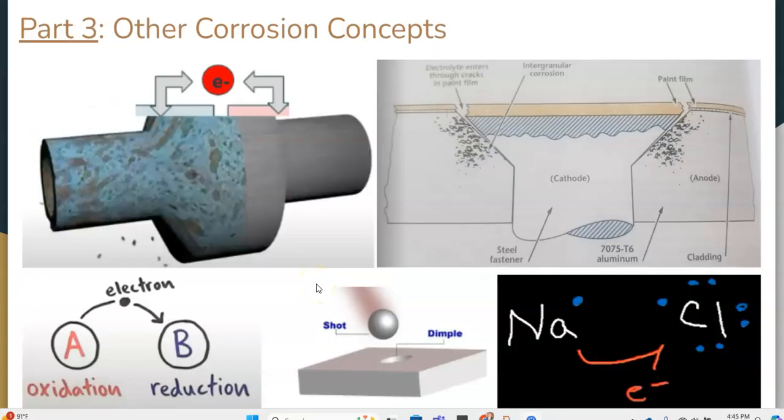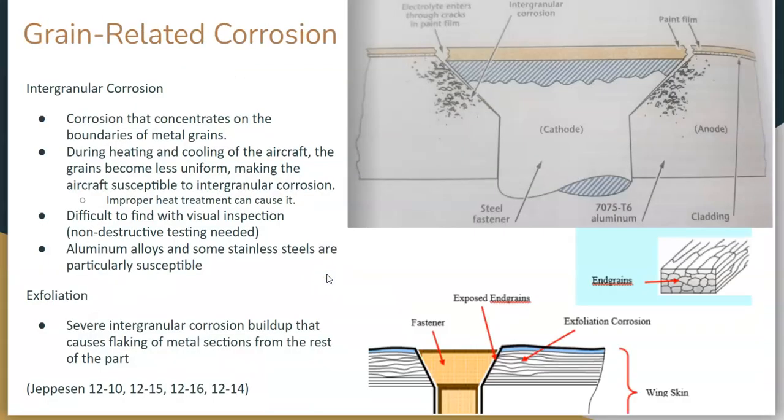Now that you've got those questions done, and we've talked a lot about galvanic corrosion, let's go into a couple other corrosion concepts that you're going to need to know in life and in the FAA exam. So there's also something that's called grain-related corrosion. And what ends up happening is that you have, first of all, intergranular corrosion. Intergranular corrosion is what happens when corrosion concentrates on the boundaries of metal grains.